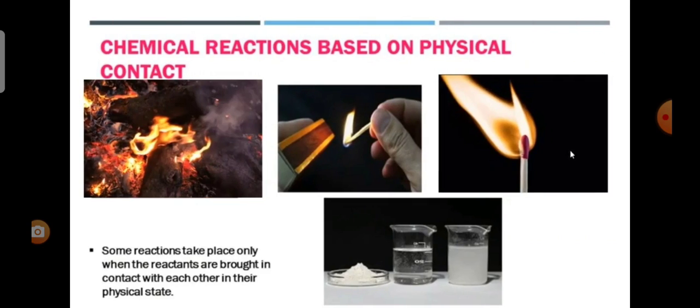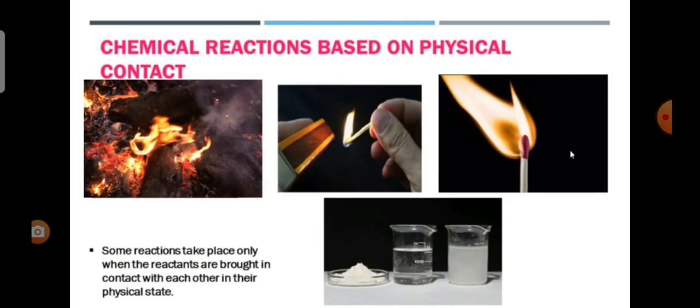Chemical reaction based on physical contact. We experience many events in our daily life like burning of matchsticks on rubbing and iron metals turning reddish brown. Why and how do these changes happen? These changes are due to chemical reactions by contact in physical states. Combination of reactants in their naturally occurring states is referred to as contact in physical states.